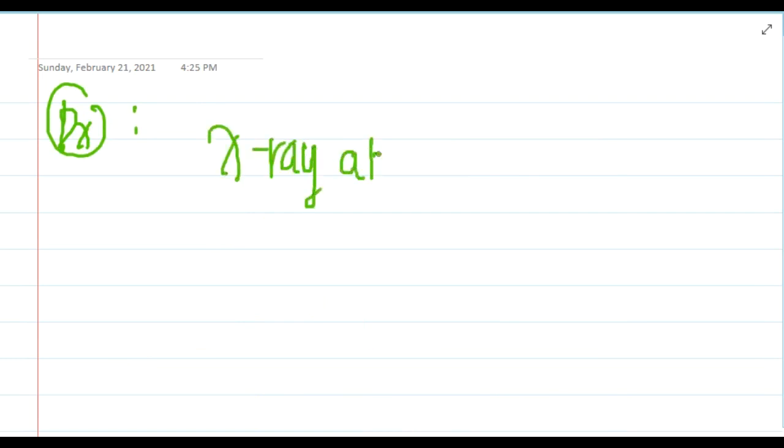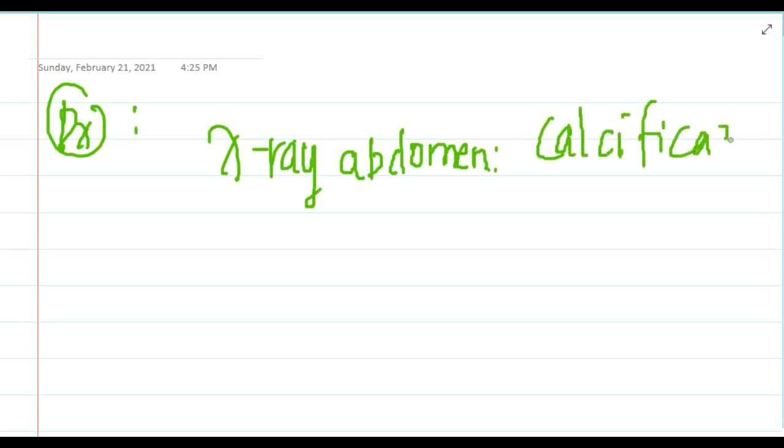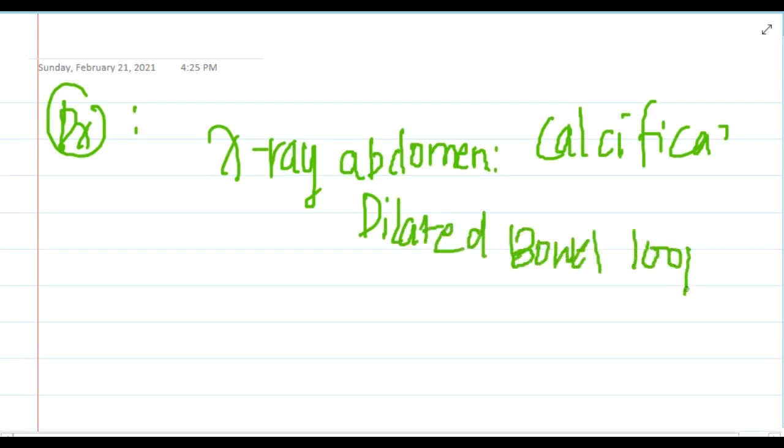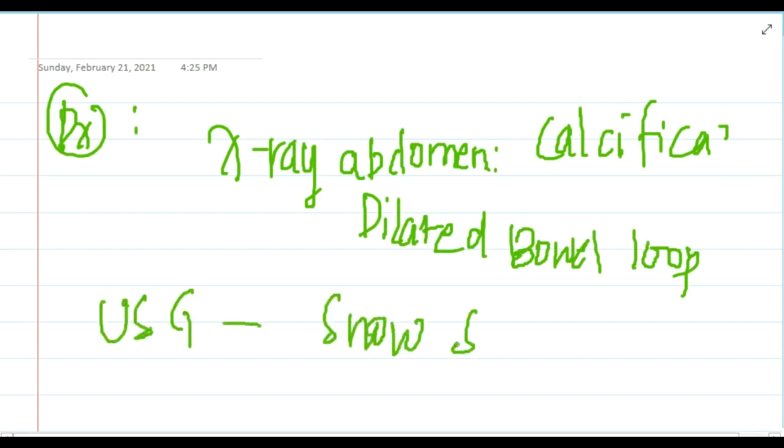Then what are the important diagnostic features? In the diagnosis, first we have the X-ray abdomen. In the X-ray abdomen, you will see specks of calcification with dilated bowel loops, and a mass effect is also seen. And on ultrasonography, as I have already said, the snowstorm sign is seen.